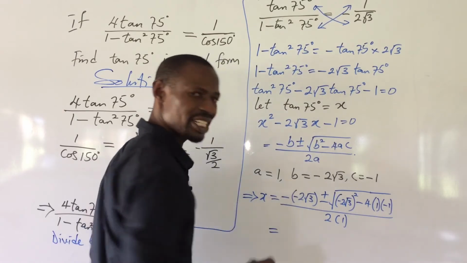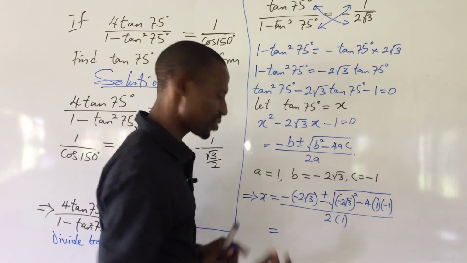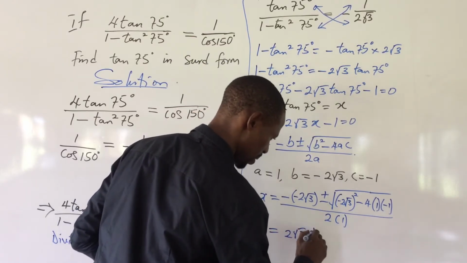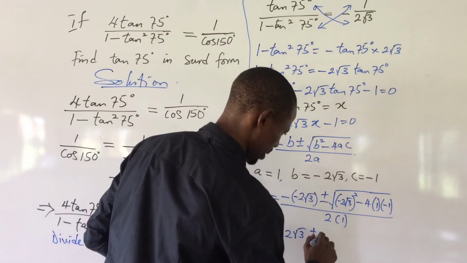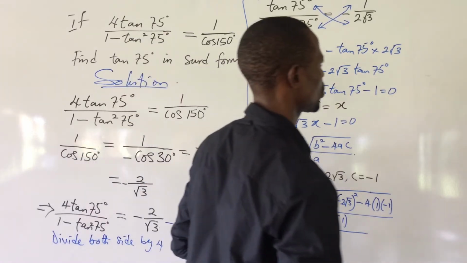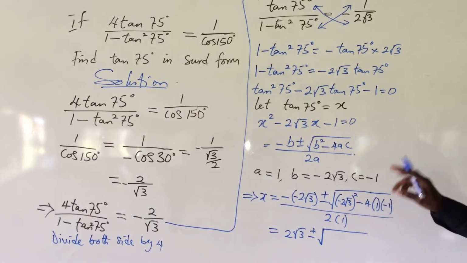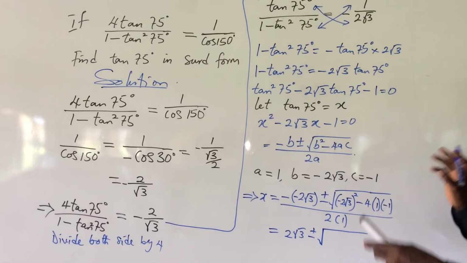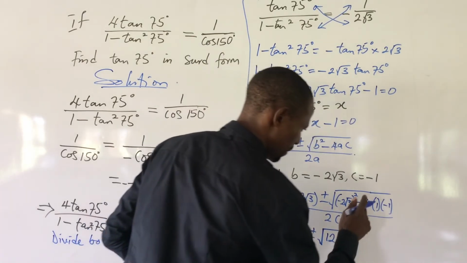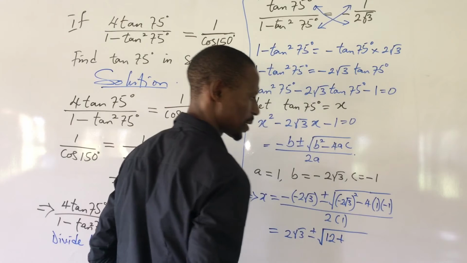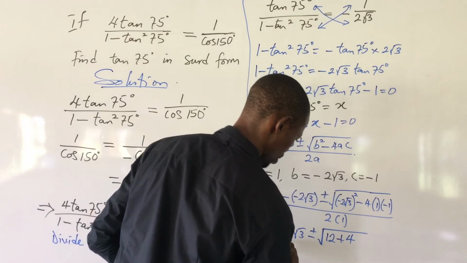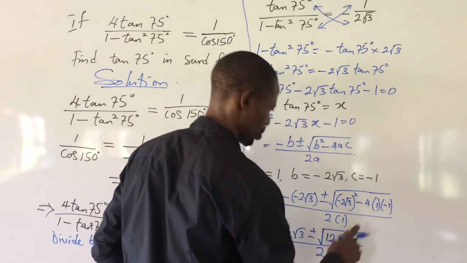Minus times plus will give us minus, and minus times minus will give us plus. So here we are left with 2 root 3 plus or minus the square root. What is the square of minus 2 root 3 times minus 2 root 3? Of course, that will give us 12. Minus times minus will give us plus, then 4 times 1 times 1 will give us 4, all over 2, because 2 times 1 will give us 2.